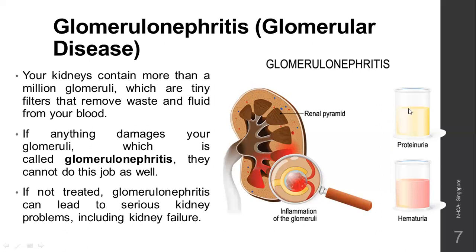These are the two classic signs of glomerulonephritis: proteinuria, protein in your urine, and hematuria, blood in urine. So if you are voiding pink or red colored urine, and if you have done the urine test as well and there is protein, albumin, in your urine, if both of these are present, it is one of the confirming diagnoses that the patient may be suffering from glomerulonephritis.